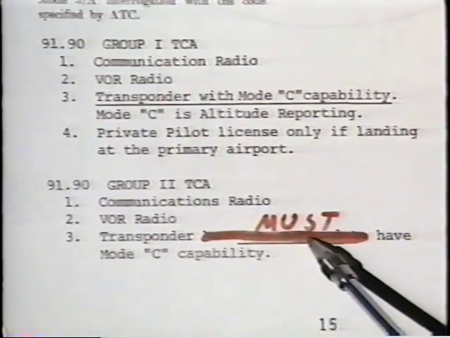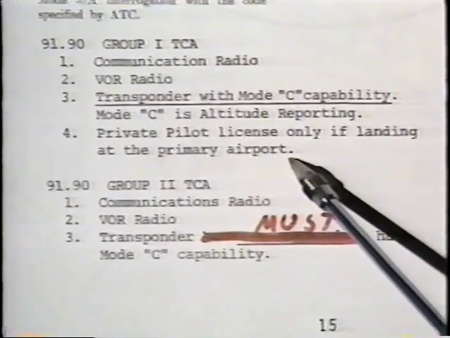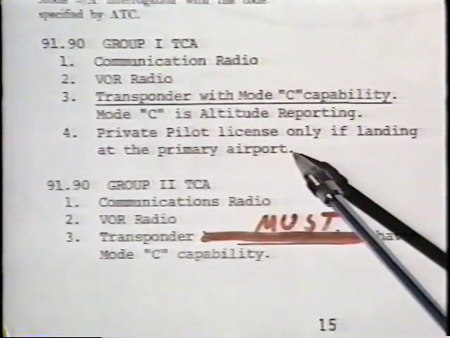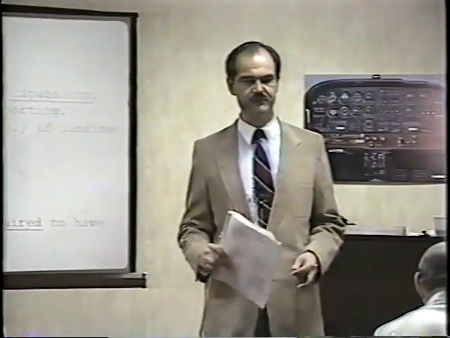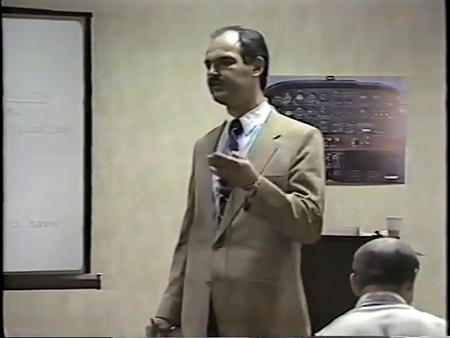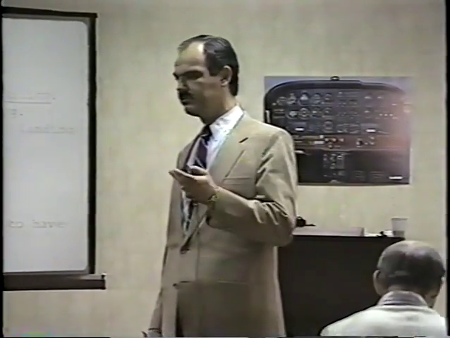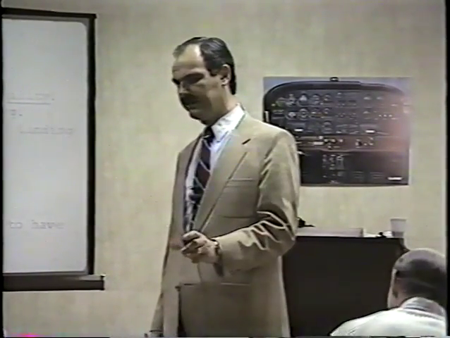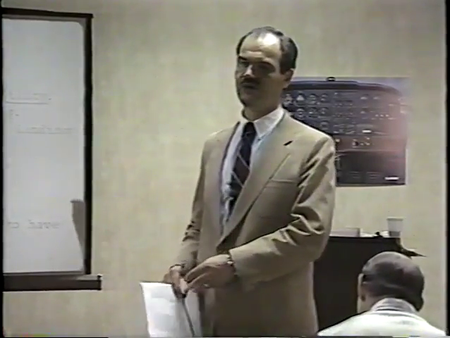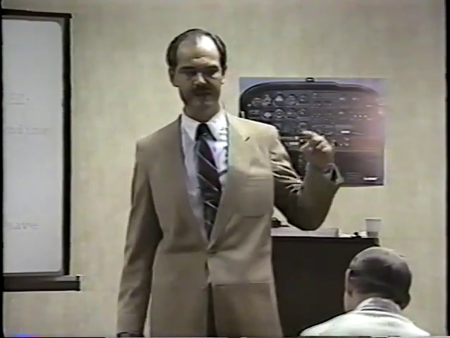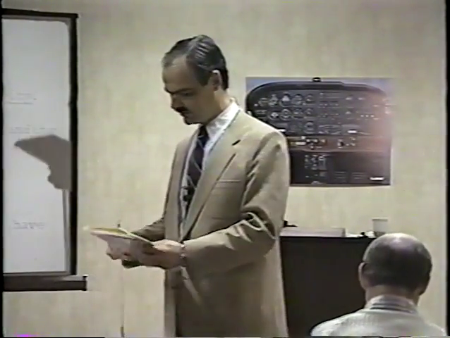Of course it's correct here to say that the Group 1 requires you to be a private pilot, but only if you're landing at the primary airport. The only difference right now between a Group 1 and a Group 2 TCA is that in a Group 1 TCA you must be a private pilot to land at the primary airport. O'Hare, Los Angeles, New York, these are Group 1 TCAs. Can a student pilot get a clearance through the TCA if he's not landing there? Yes, he can, but he can't get a clearance to land there as a student pilot.